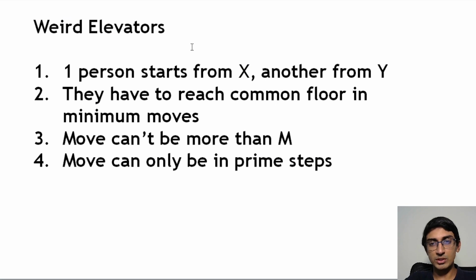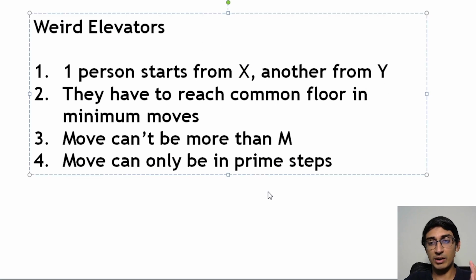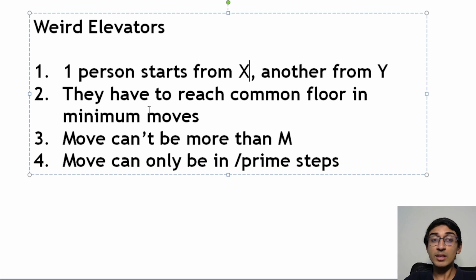So what we have is one person who starts from X, another person starts from Y, and they have to reach a common floor in the minimum number of moves. You can only move X downwards and Y downwards because you can only divide. I can never multiply the X. So I can only divide X and move it downward. And the thing is that X moves can only be in prime steps. Not even in prime steps, you have to divide it by a prime number, and that prime number also has to be a factor of X. So if you're moving X, you can only move X by prime factors of X. And they have to reach a common floor in the minimum number of moves.